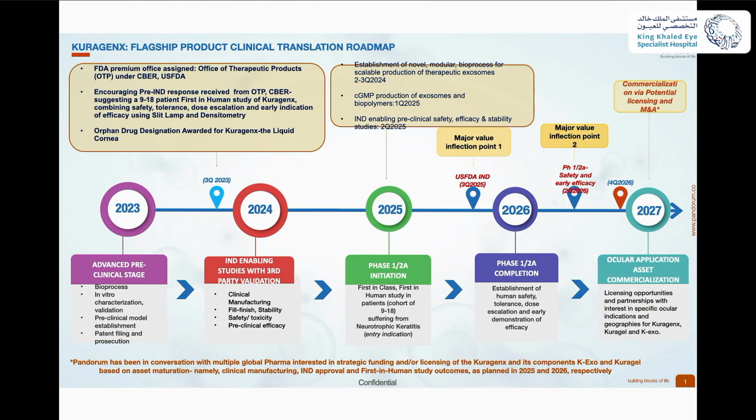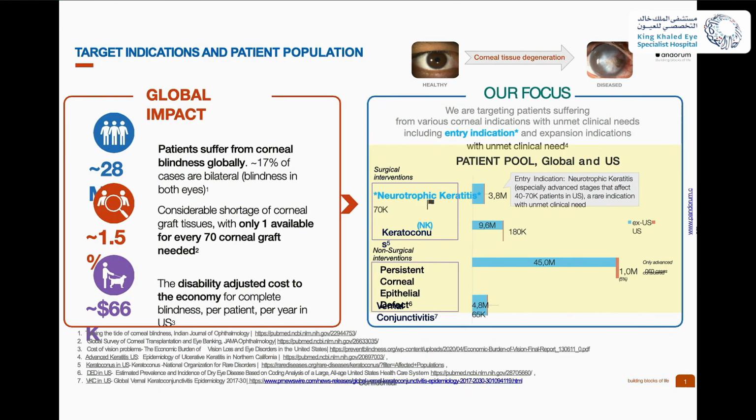This is the pipeline, or the timelines. We think that we should be able to start the trial somewhere in the first quarter of next year. And in 2026, we should be able to do the phase 1 and phase 2A trial, and hopefully it should be licensed and commercialized by the second half of 2026 or early 2027. So if everything works okay, I think the liquid cornea or the bioengineered cornea is around the corner. It's no longer only a myth or in the lab.